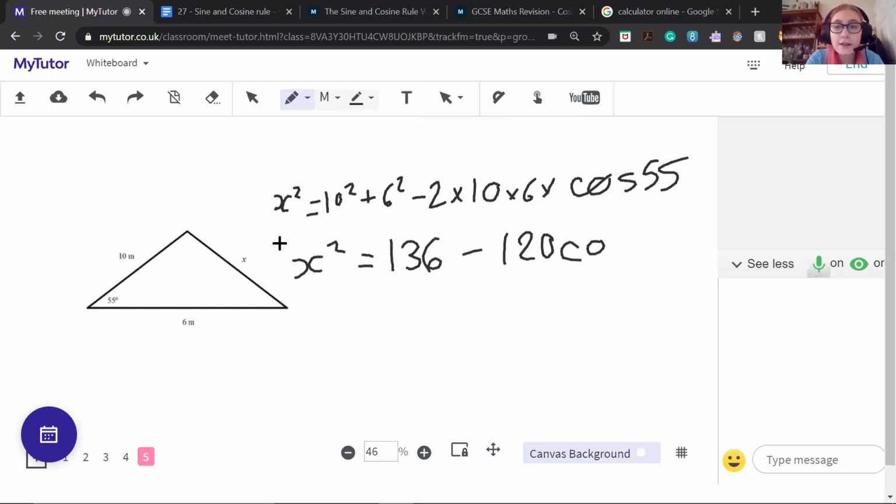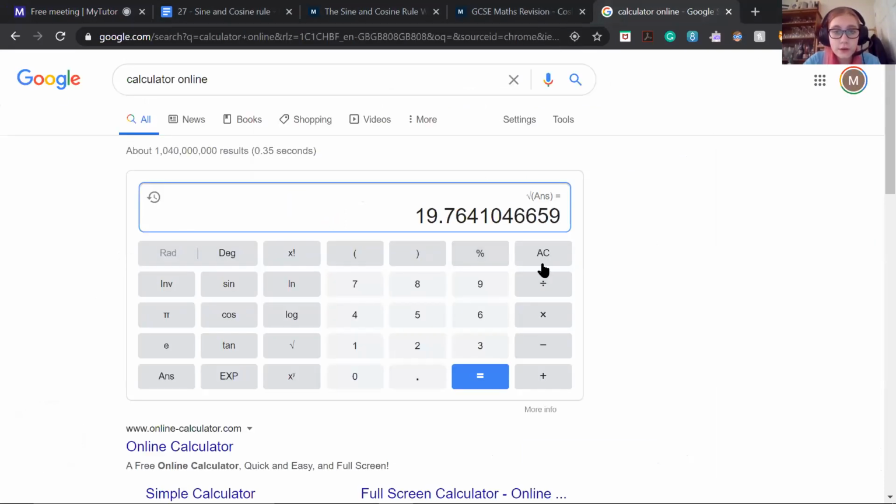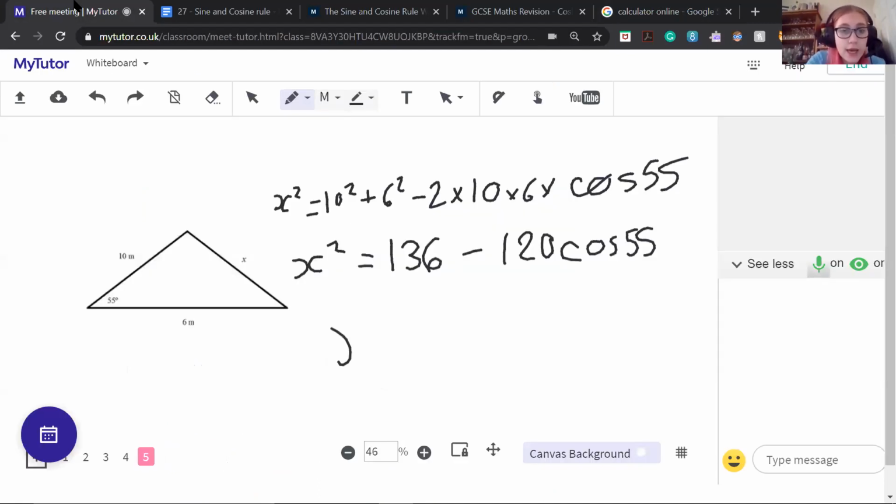So now again, this step makes it look a lot more manageable. So x squared equals 136 minus 120 cos 55. And then I'm going to put that all into my calculator. 136 minus 120 cos 55. That's 67.17. And then I square root that, and that will give me x. So 8.20 to two decimal places. So x equals 8.20 meters.